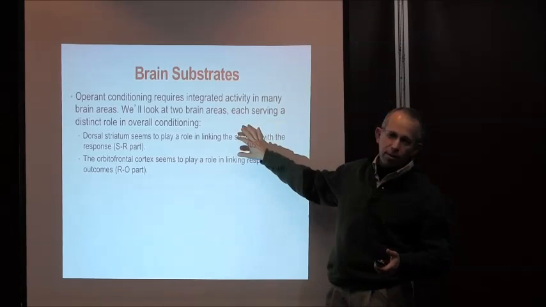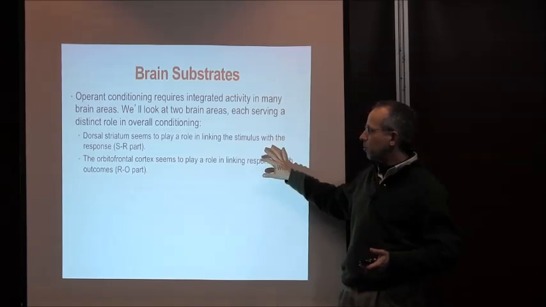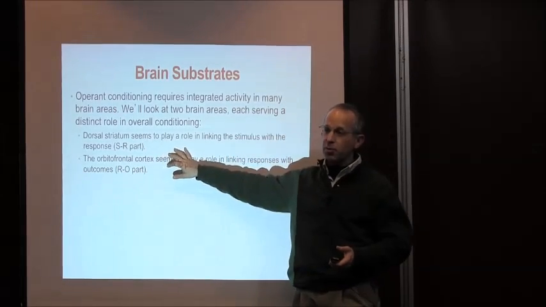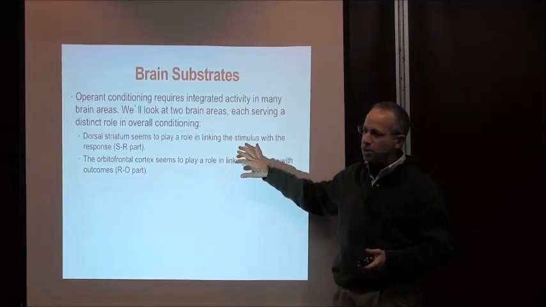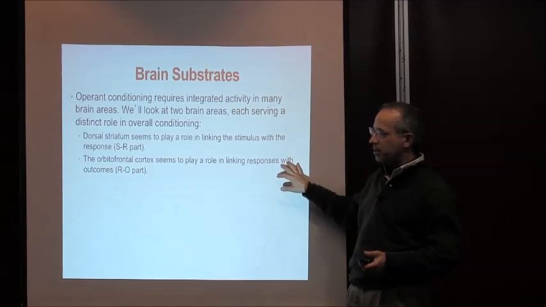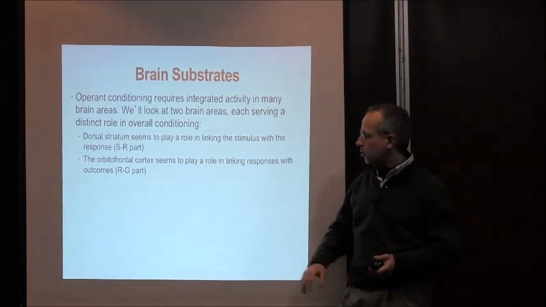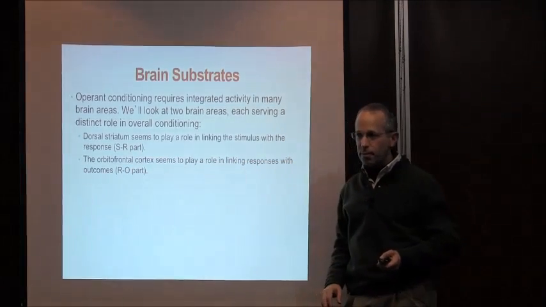A short summary of the bottom line is the dorsal striatum seems to play a role in linking the stimulus with the response. So that's the SR part, stimulus response. The orbital frontal cortex, and although it's not mentioned here, orbital frontal cortex and the ventral striatum play a role in linking responses with outcomes. Okay, the response outcome. So here we see stimulus response and response outcome.